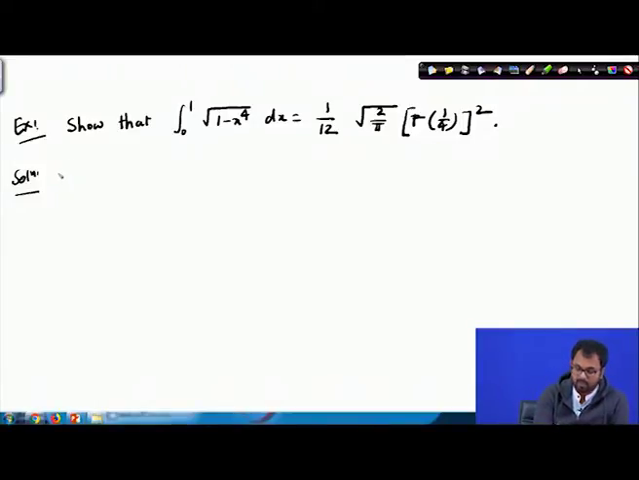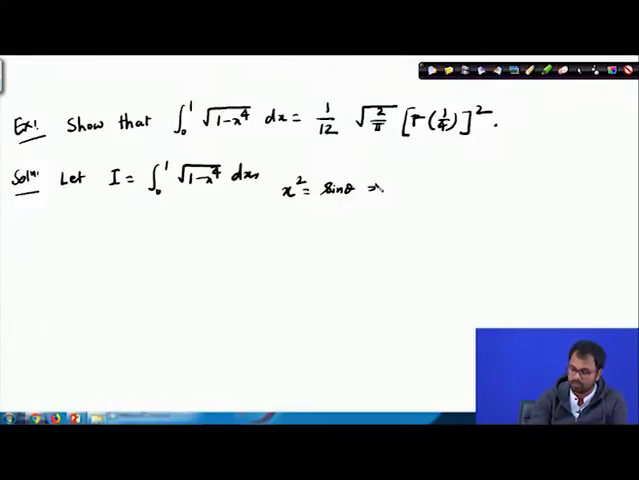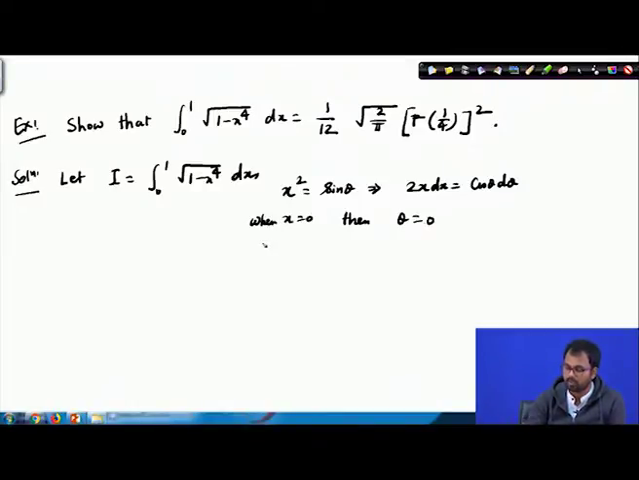Let us see. For the solution, we assume that our integral I equals the integral from 0 to 1 of square root of 1 minus x to the power 4 dx. Here I will take x squared equals sin theta. Then 2x dx equals cos theta d theta, and when x is 0, theta is also 0, and when x is 1, theta is pi by 2.